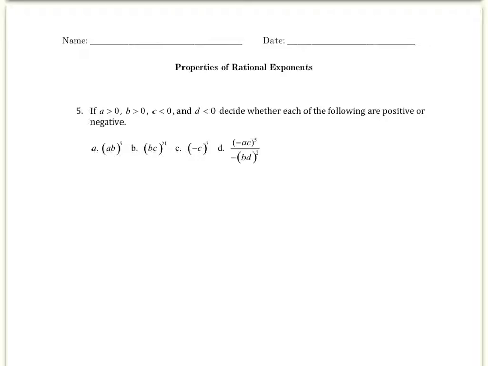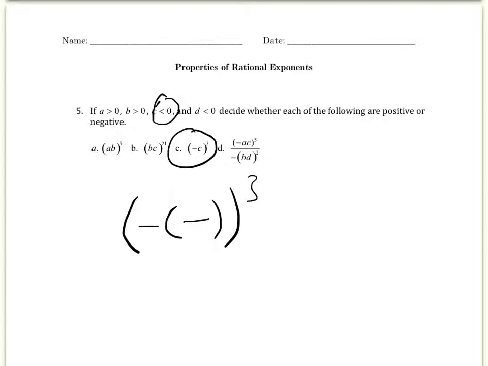Don't let this one intimidate you. Let me do one of them for you just to give you a heads up. So, for example, let's look at c. It says right here that c is negative. So we have some negative number, but then we multiply it by a negative, and then we cube it. A negative times a negative is a positive, cubed. A positive times a positive times a positive has to be positive. So decide which of the following are positive or negative. Choice C, for sure, is positive.